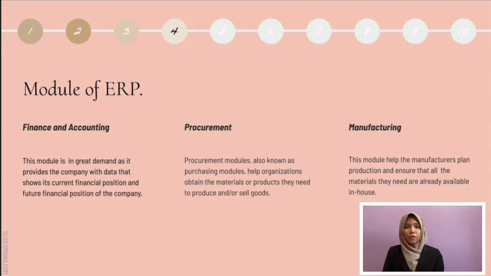The second one is procurement. The procurement module, also known as the purchasing module, helps organize and obtain the material or products they need to produce or sell goods. The third one is manufacturing. This module helps manufacturers plan production and ensure all the material they need is already available in house.